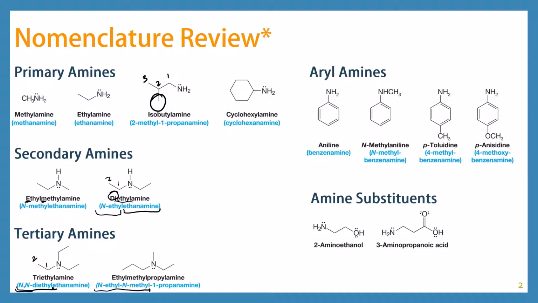When the amine group is a substituent, its substituent name is amino. So this will happen when you have other functional groups that are of higher priority. So an alcohol or a carboxylic acid is going to have a higher priority in naming.